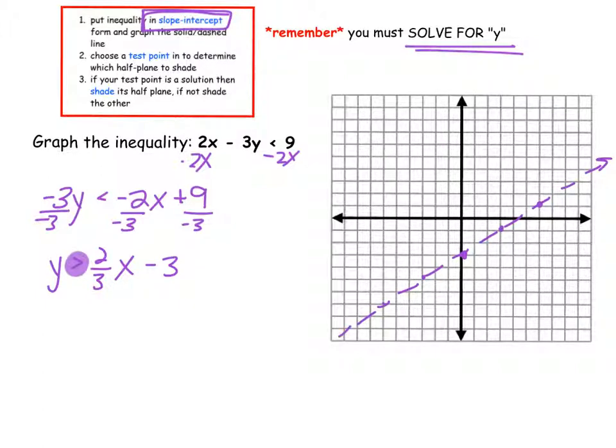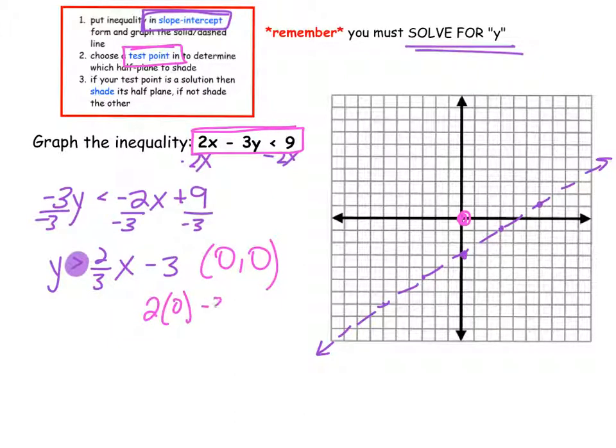And there we go. Now, step number 2 says to choose a test point to determine which half to shade. If I can, I always like to choose the test point (0, 0), just to make my life a little easier. And I also like to use the original inequality to have less chance of errors. So 2 times 0 minus 3 times 0 is less than 9. 0 is less than 9. Yes, it is a solution.